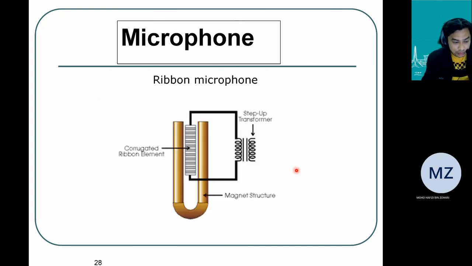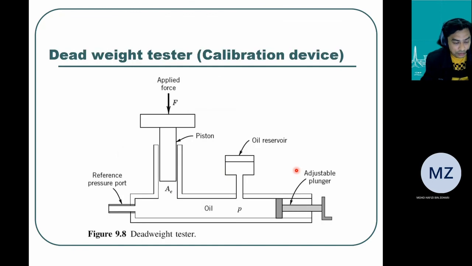And we also can see the ribbon type of microphone. So that's actually the same concept as the diaphragm. And then we look at the last part of the lecture here, the calibration of the pressure transducer. We're looking at the dead weight tester. If you look at the construction of the device, we have an applied load.